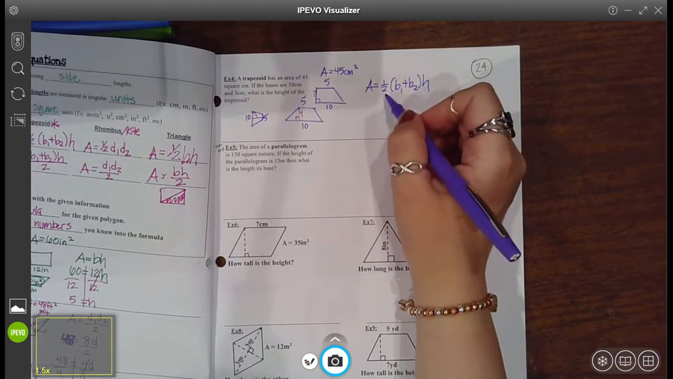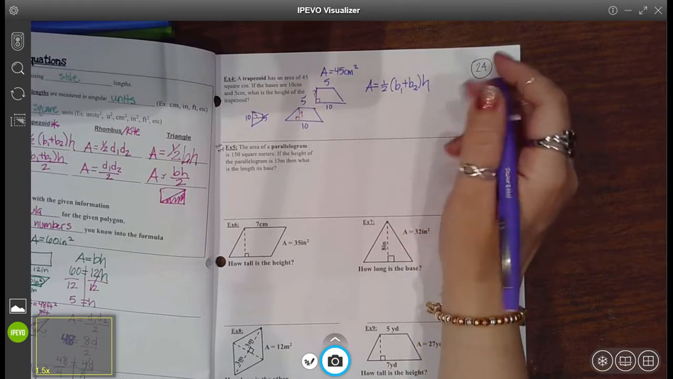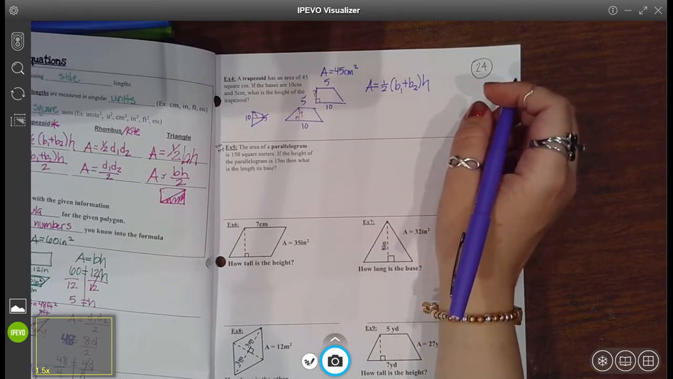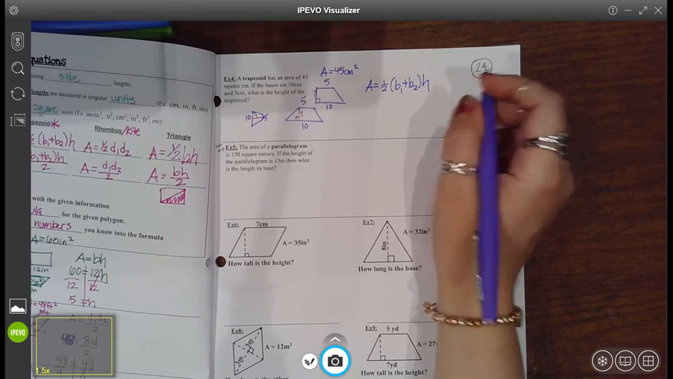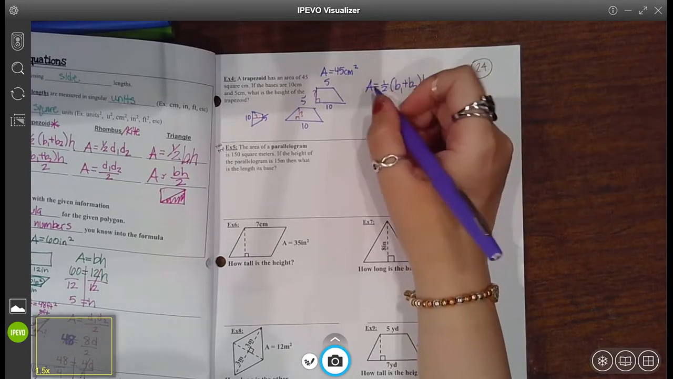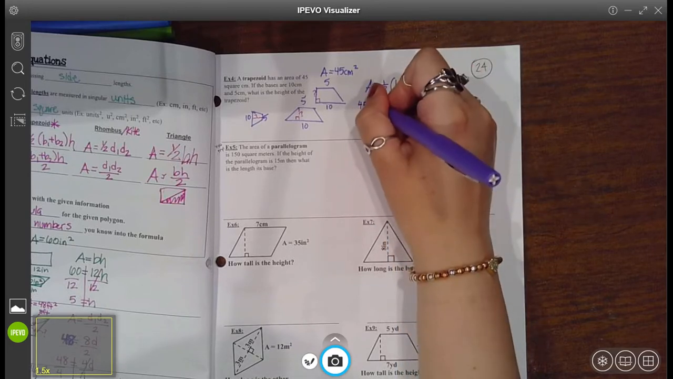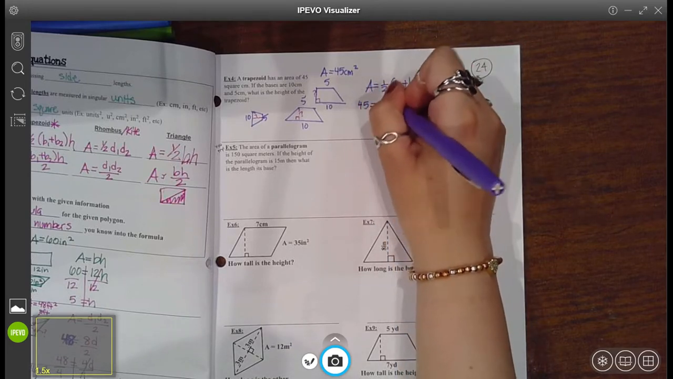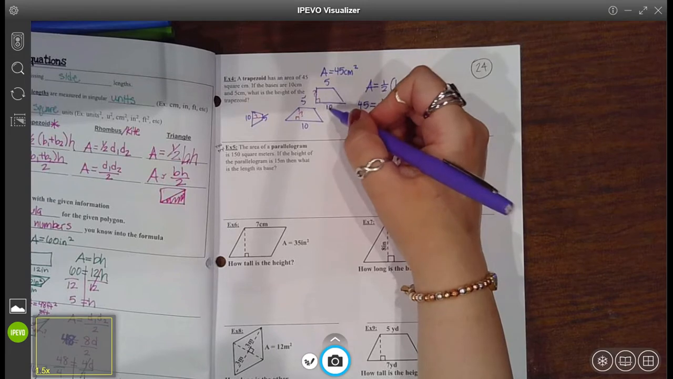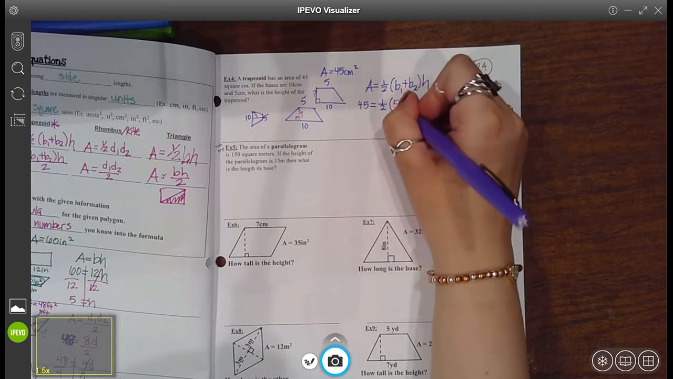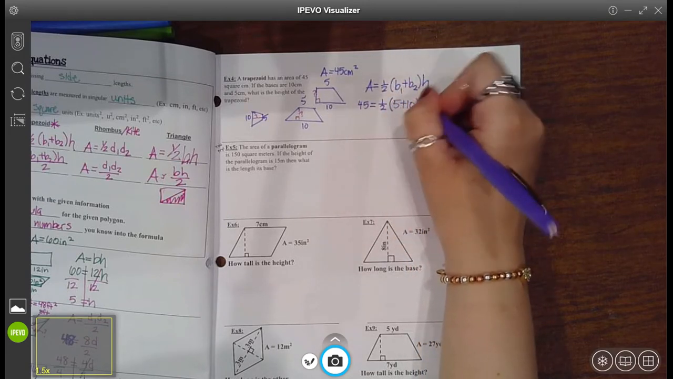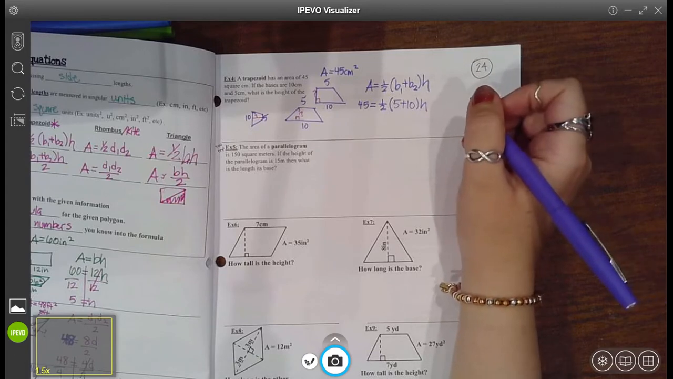I like this way better than the over 2, just because I've noticed a lot of people tend to forget to divide by 2 if they do it the other way. Okay, my area, they told me, was 45. Bring down the 1/2. My two bases are 5 and 10. And bring down your h.